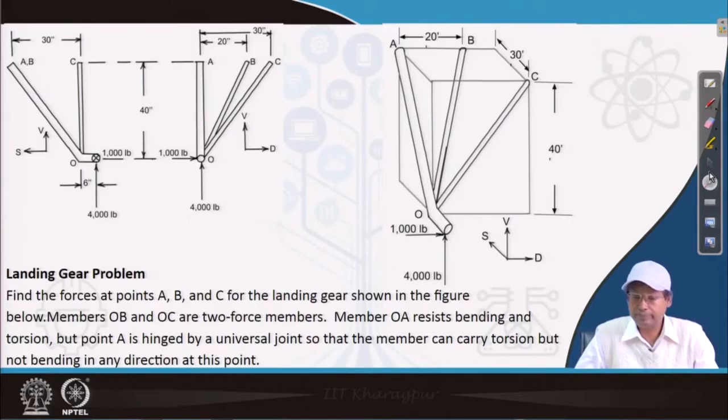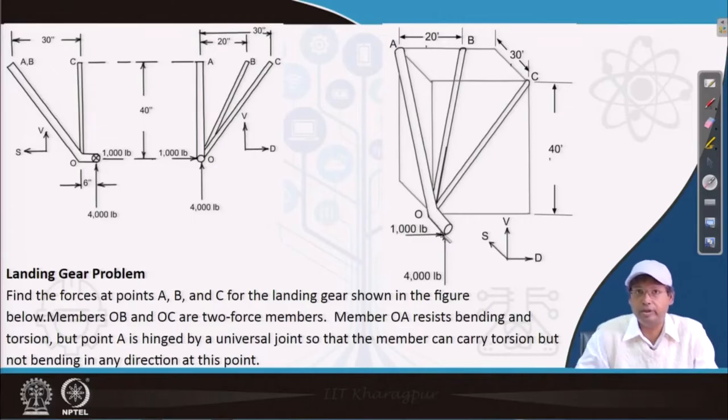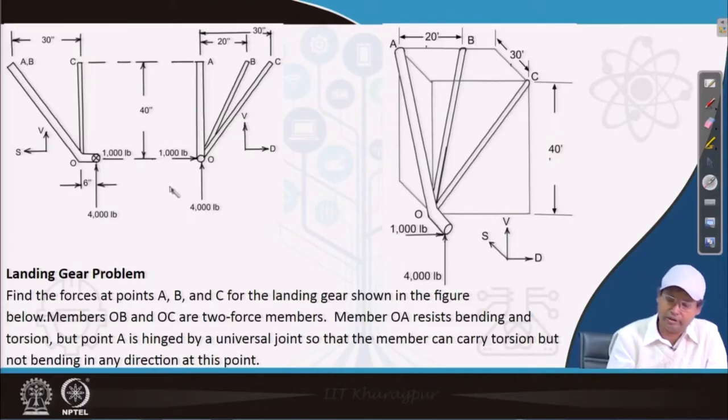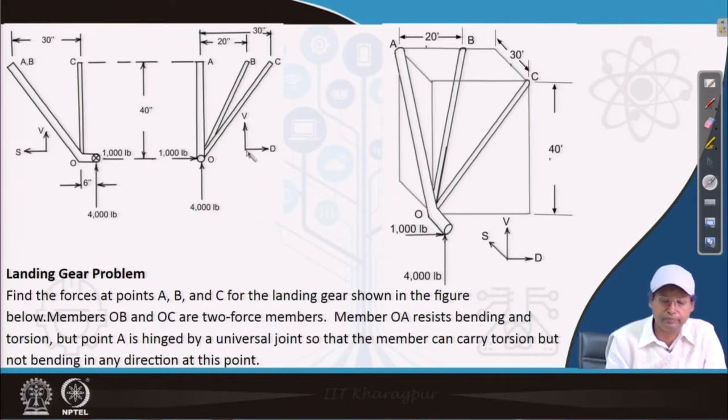A problem is of a landing gear. The landing gear has three components. This is the main component with which the wheel is attached. These are two supporting members. The dimensions are given here as well as here. This view, if you look at it from this side, is the V D plane, and this view is on the S V plane this way. So, this view is this one and this view is this one. Please keep in mind that these are the two views.